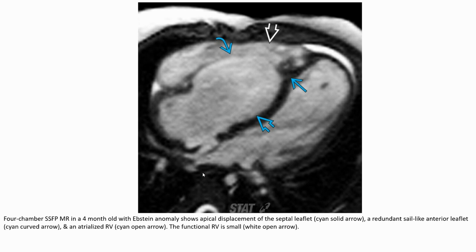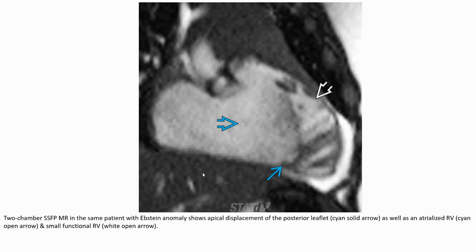This echocardiogram shows apical displacement of the septal tricuspid leaflet. There is a redundant sail-like anterior tricuspid leaflet and an atrialized right ventricle. The functional right ventricle is small, with a wide open regurgitant jet. This echocardiogram also shows apical displacement of the posterior tricuspid leaflet as well as an atrialized right ventricle and small functional left ventricle.